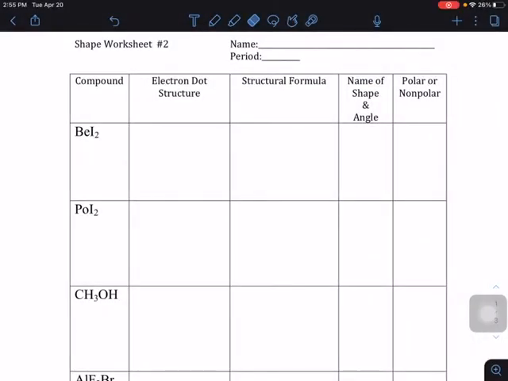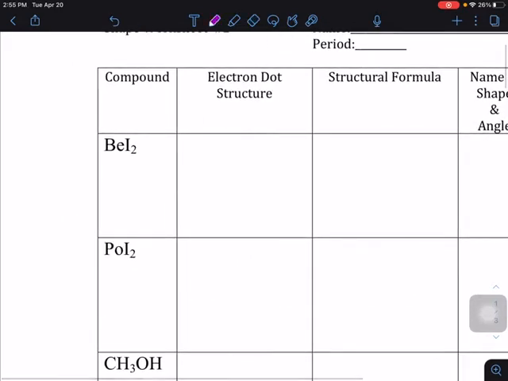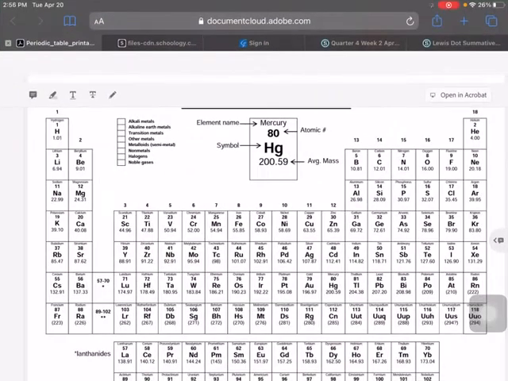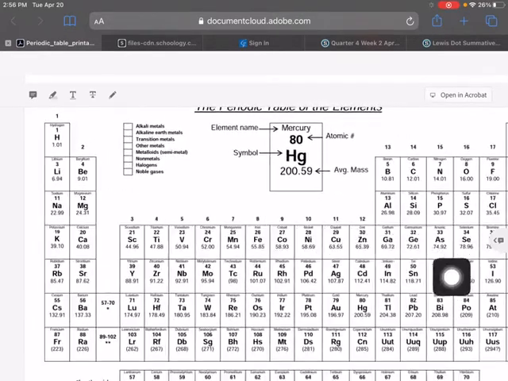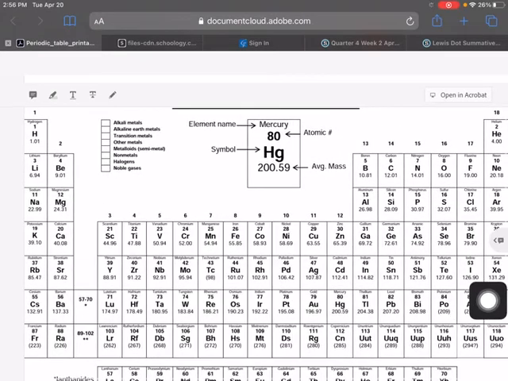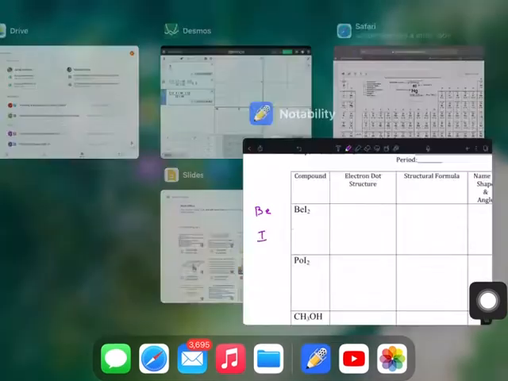All right, chemistry students, we're going to go ahead and do a few examples from the shape worksheet number 2. Okay, the first one that we have here is BeI2. So we have Be and I as the two different kinds of atoms. Be is found here in group number 2, so that means it has 2 valence electrons, and I is in group number 17, so that means it has 7 valence electrons.